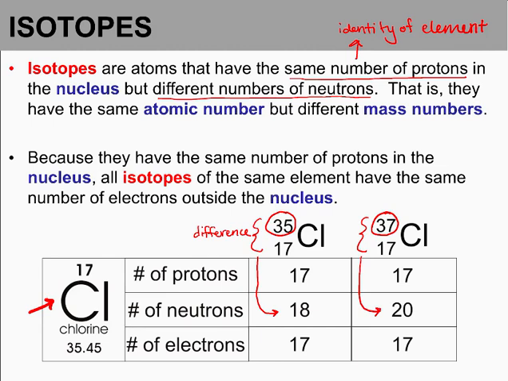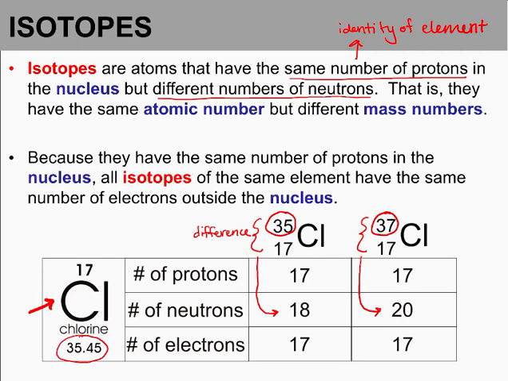Now, you'll notice that this number listed on the periodic table for chlorine is not exactly 35 and it's not exactly 37. So again, that number is not a mass number for chlorine. It's going to be a weighted average of all of the isotopes of chlorine. So we'll talk about that in a bit. But first, let's talk about electrons.